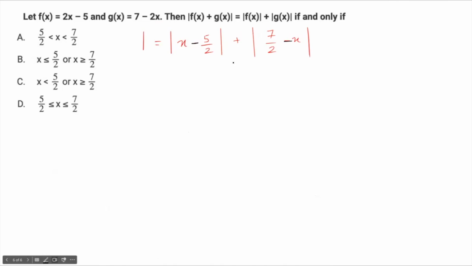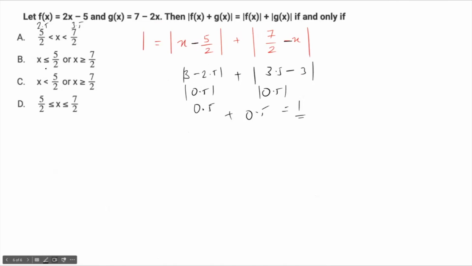options. The first option says 5/2 less than x less than 7/2. This is 2.5 and 3.5 actually. So put x as 3 and check. If I put x as 3, 3 minus 2.5, the mod is 0.5. Mod of 0.5 is 0.5 only. Plus 7/2 is 3.5 again, minus 3. The mod of 0.5 is again 0.5. The sum comes out to be 1. So I have to take values of x in between the two because they satisfy the given relation.